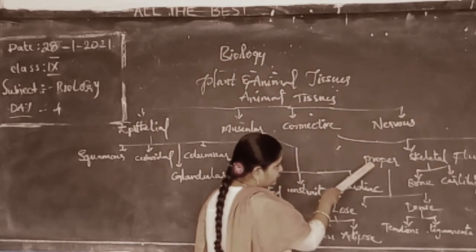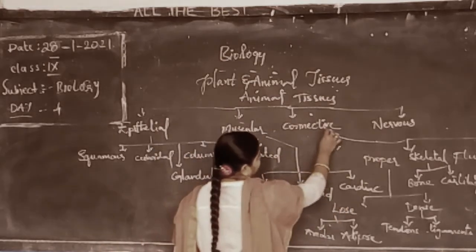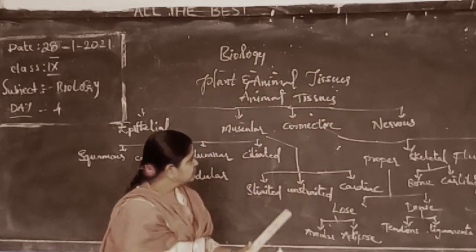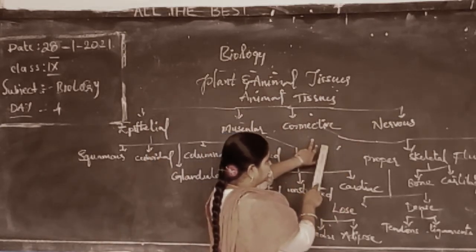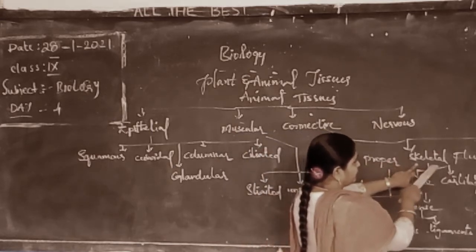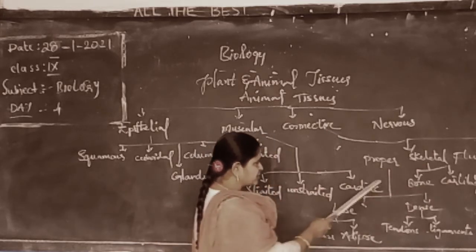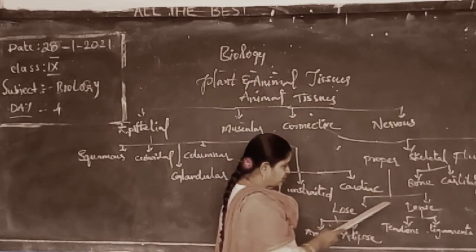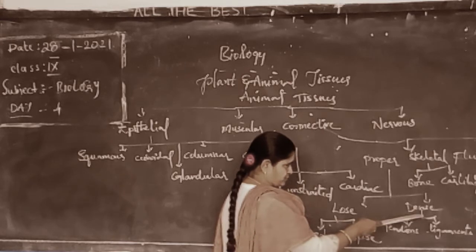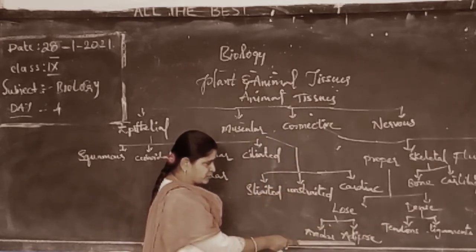skeletal connective tissue. This connective tissue is again categorized into proper connective tissue, skeletal tissue, and fluid connective tissue. Okay, again this proper connective tissue is categorized into loose tissue and dense tissue. Again this loose connective tissue is divided into areolar tissue and adipose tissue.